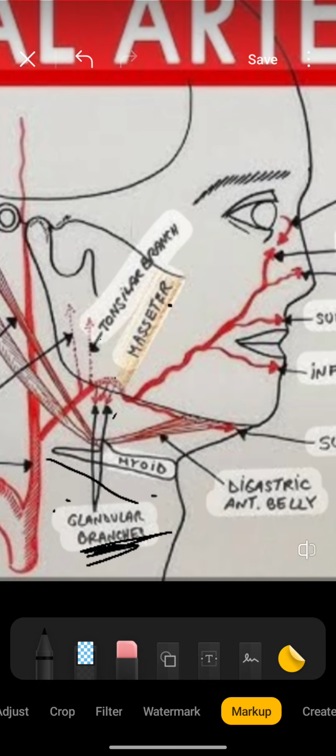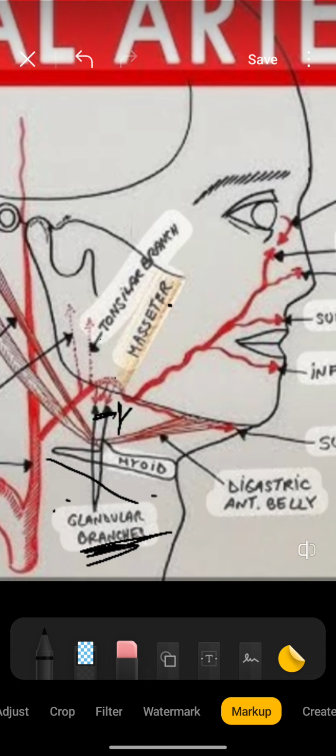The submental artery is a large artery which runs forward on the mylohyoid muscle along with the mylohyoid nerve, and supplies the mylohyoid muscle, submandibular gland and sublingual salivary gland. From the glandular branches, the submental artery goes along with the mylohyoid nerve, runs forward on the mylohyoid muscle, and supplies the mylohyoid muscle, submandibular and sublingual salivary glands. Clear?